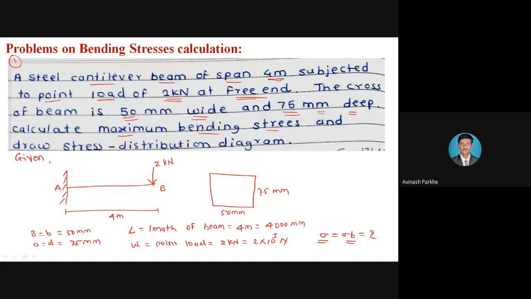Now, for that particular bending stress calculation, we have the formula M upon I is equal to sigma upon Y is equal to E upon R. So this is the bending stress formula. But out of that, E and R are not required for the further calculation. Therefore, I can take only M upon I is equal to sigma upon Y, where sigma is equal to sigma B.